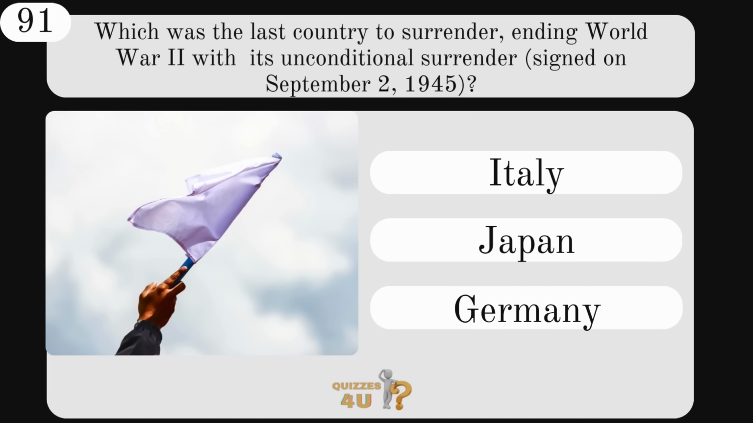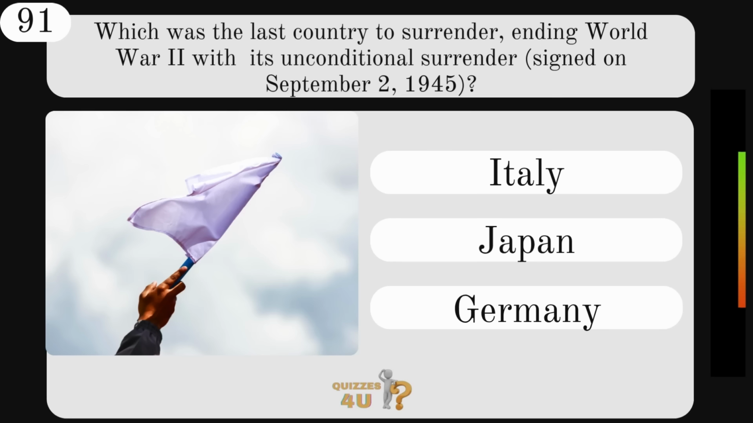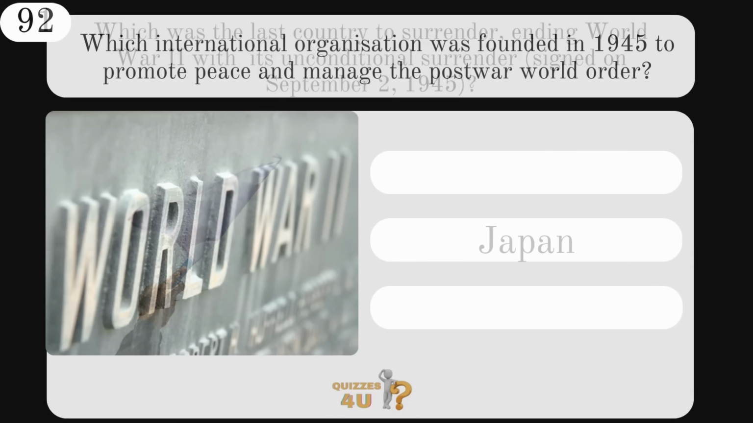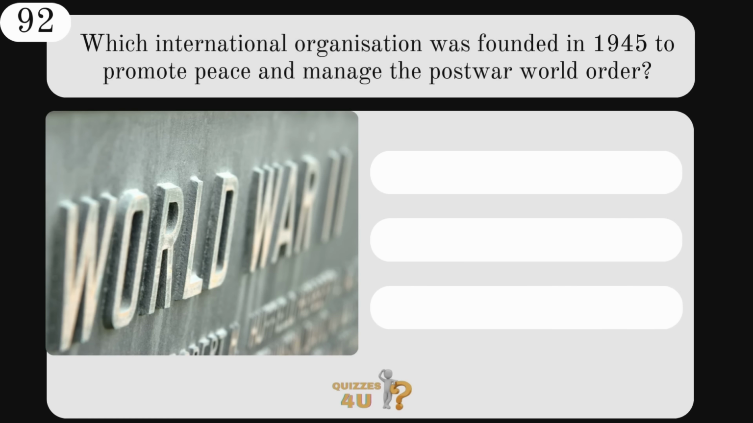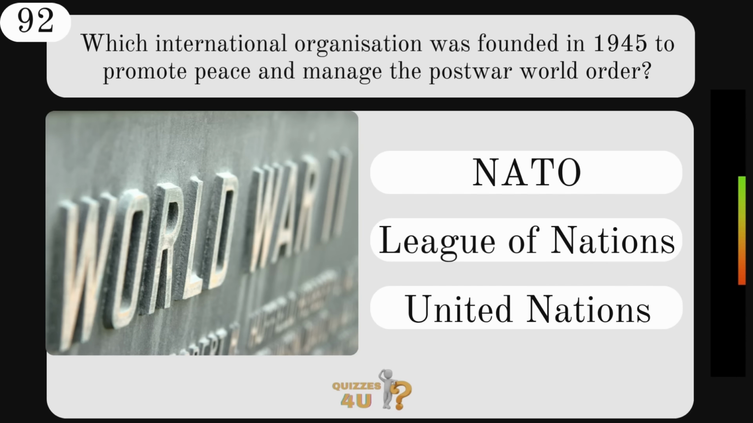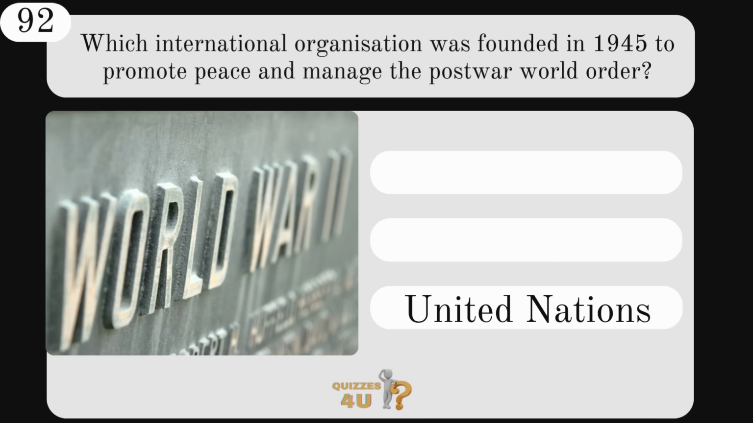Italy, Japan, or Germany? The last was Japan. Which international organisation was founded in 1945 to promote peace and manage the post-war world order? NATO, the League of Nations, or the United Nations? The answer: the United Nations.